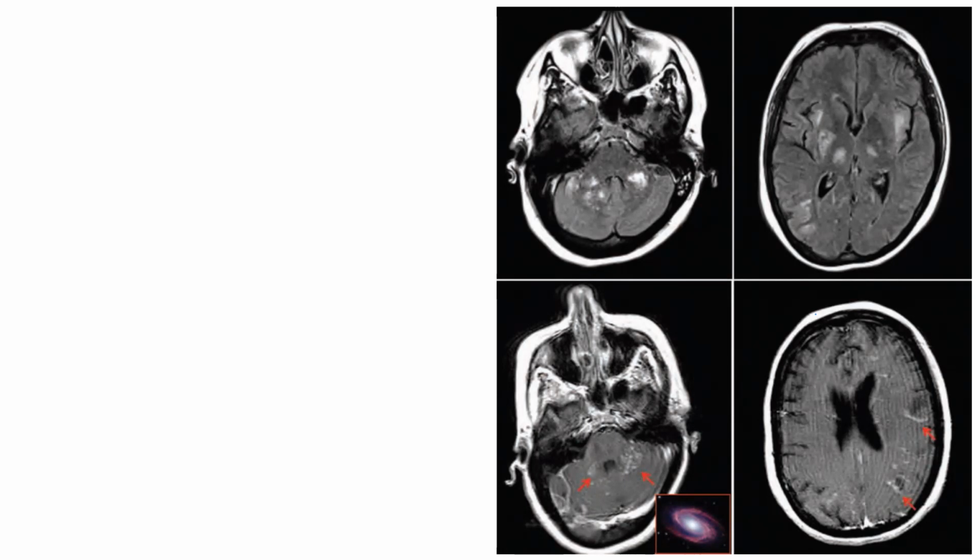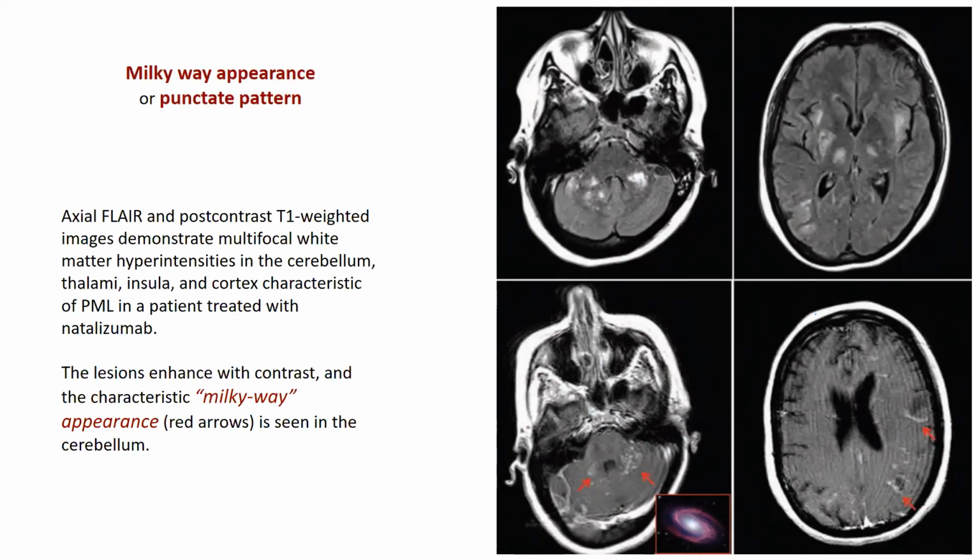What do you see by the side in that corner? So this is called the Milky Way appearance or punctate pattern. So you have multiple hyperintensities. This need not only be in the cerebellum, anywhere it can be present. So here in these images, you have multiple hyperintensities, like we mentioned, in the cerebellum, the basal ganglia, and the cortex.